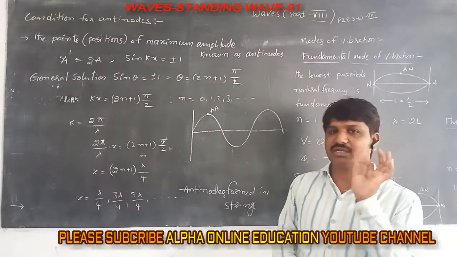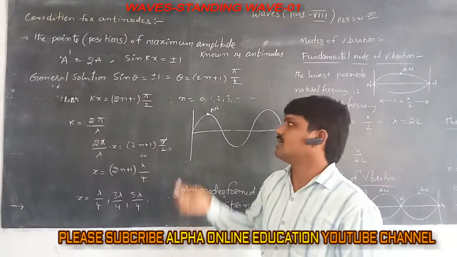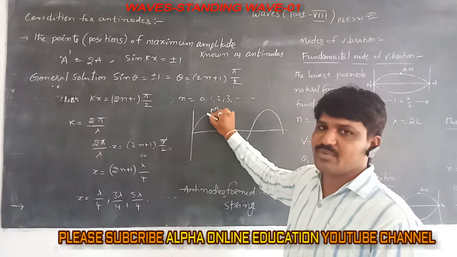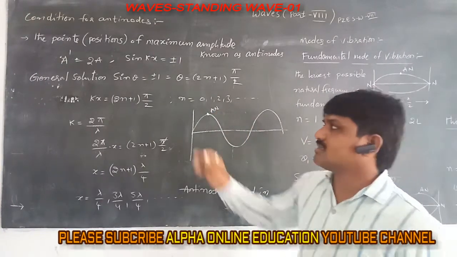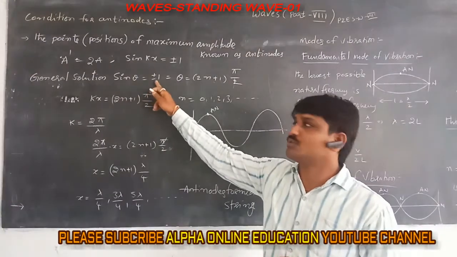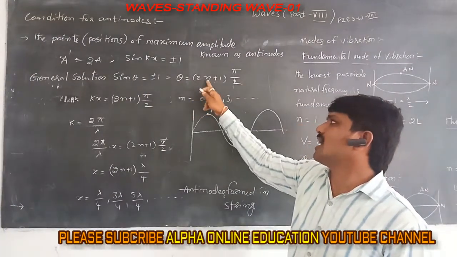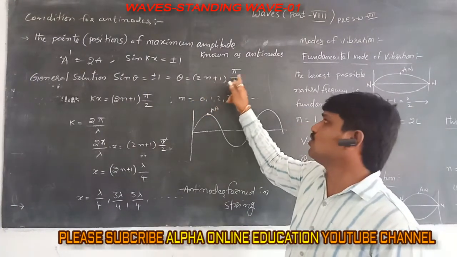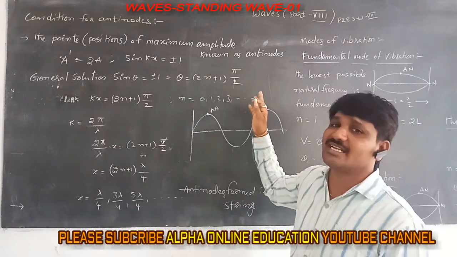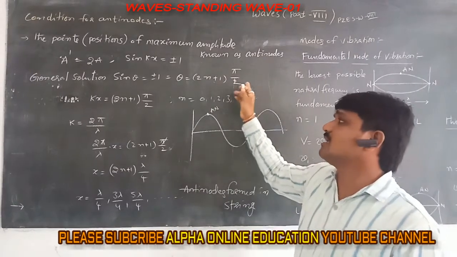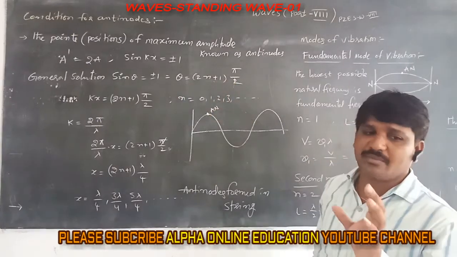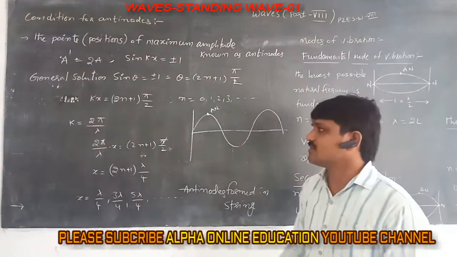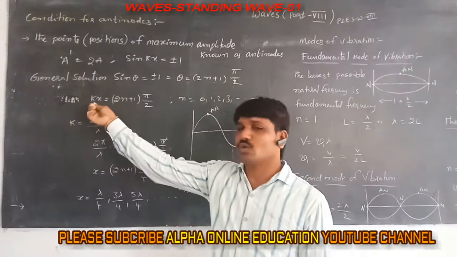From the antinode condition, when the vibrating particles are at maximum, according to the general solution sin theta is equal to plus or minus 1. So we write 2n plus 1 into pi by 2. Pi by 2 means 90 degrees, so theta is equal to 2n plus 1 into pi by 2. We get the maximum displacement value, so we take theta equal to kx.